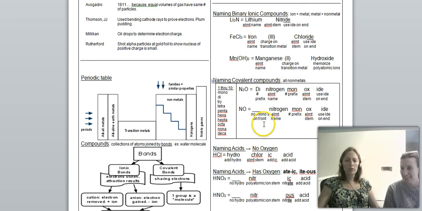The other little rule that you have to remember is that you do not bother putting monos on front. So NO, there's 1 nitrogen and 1 oxygen. It is not named mononitrogen monoxide. It's just called nitrogen monoxide.